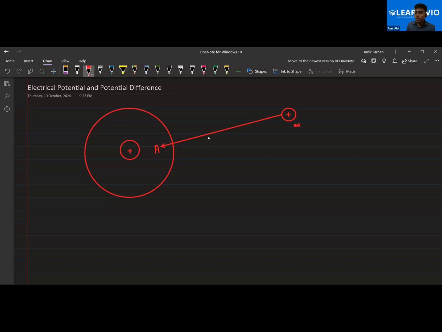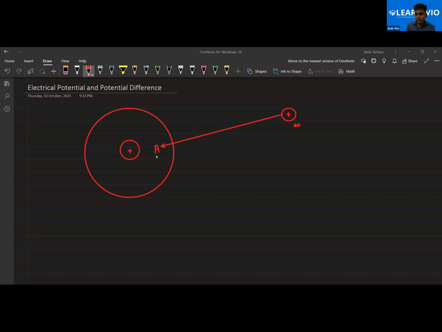So the work done that you are doing to take the charge from infinity to point A is called electric potential. The work done to move a charge from infinity to point A in an electric field is called the electric potential. Am I clear to all of you? Please do let me know. Sir, can you repeat that? The work done to move a charge from infinity to a point A in the external electric field is called the electric potential.